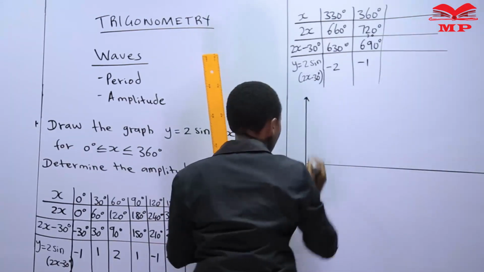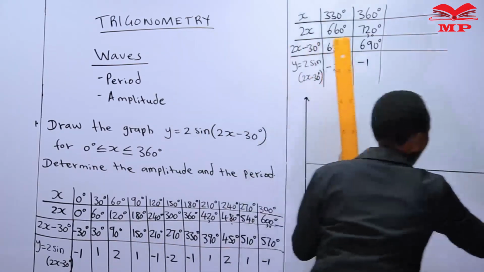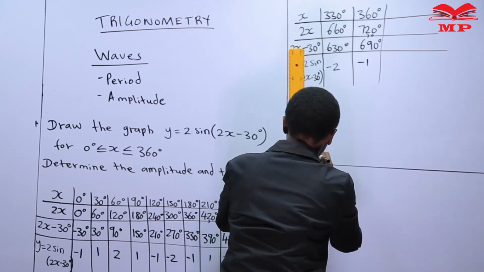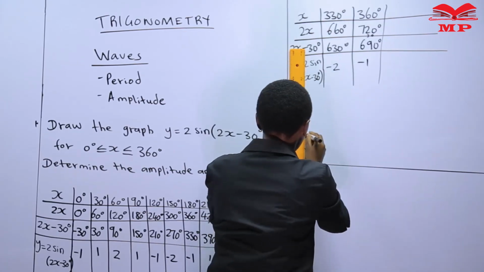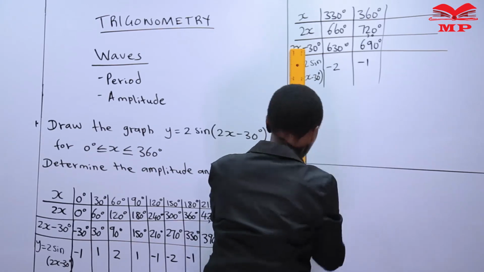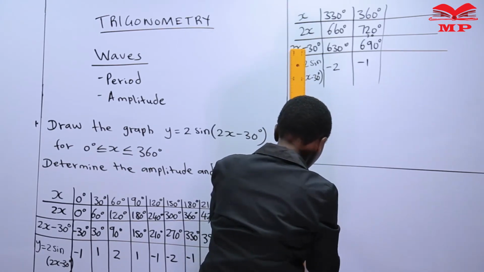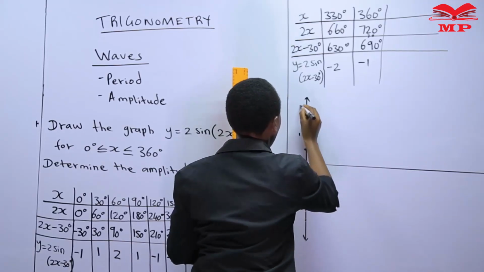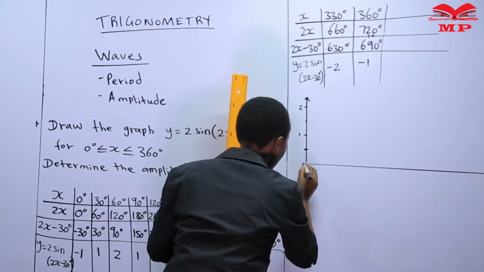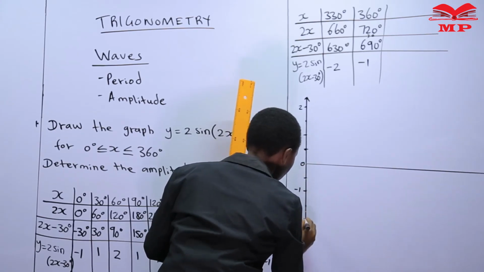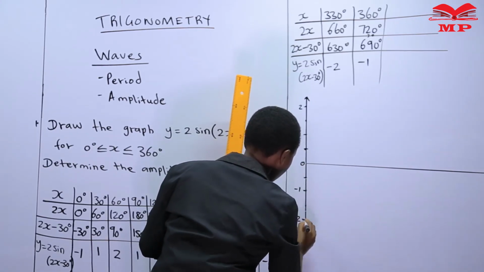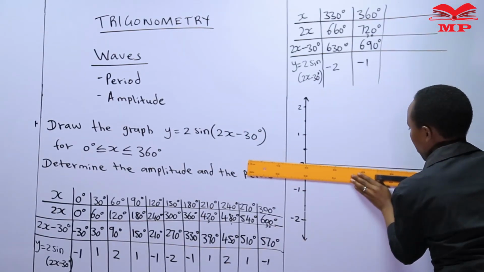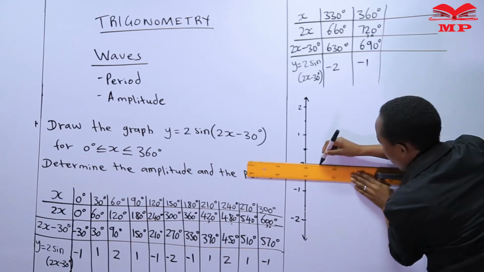So we are going to have, that's our y-axis. This is our x-axis. We have the highest being 2. So we can have that as 0.5, 1, 1.5 up to 2. So here we have 1, then we have 2, we have 0, negative 1, and we have negative 2. Then on this side again we have 0 up to 360 degrees.